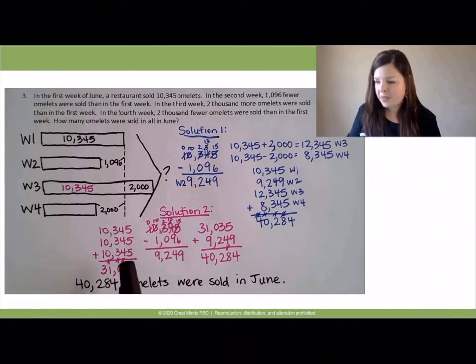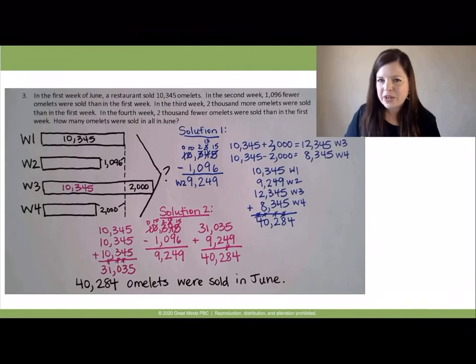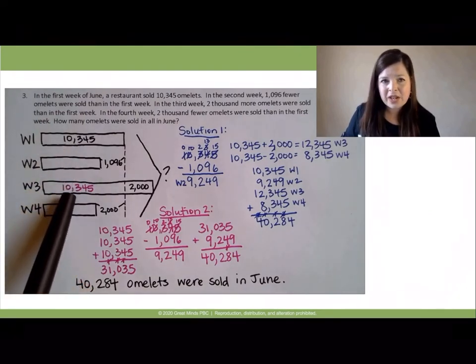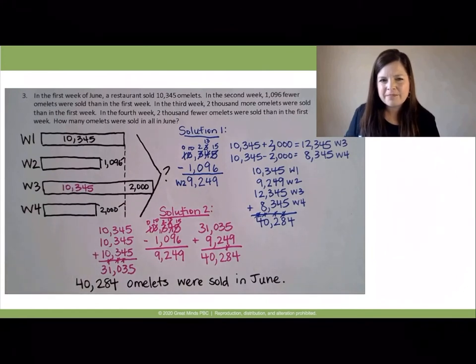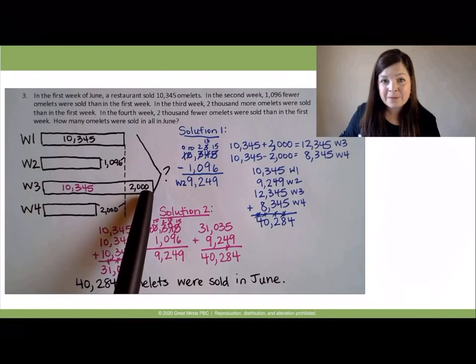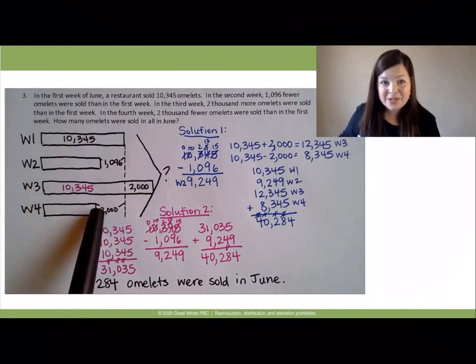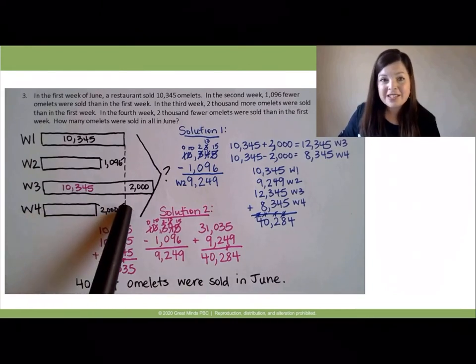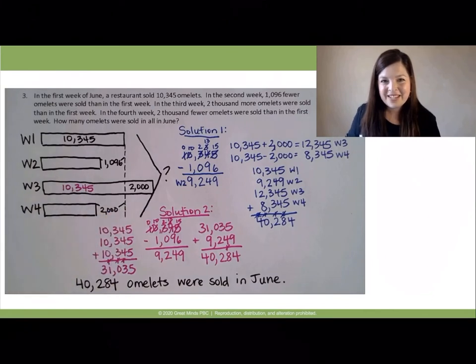In the second solution pathway, they first added together 3 units of 10,345. Where can we see 3 units of 10,345 in our tape diagram? I can clearly see 2 units of 10,345, but where's that third unit coming from? Well, since we're adding 2,000 to 10,345 here and subtracting 2,000 from 10,345 here, it's like we could move this 2,000 part to here, and then we'd have another unit of 10,345. So they added those together, got 31,035. Then they found the number of omelets that were sold in week 2, and then just added those together to get the total number of omelets sold in June.